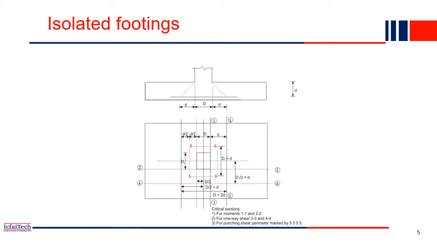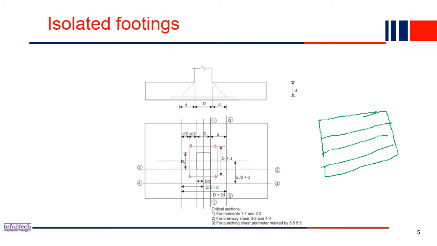For example, if I draw the plan of a building, you have multiple beams and columns passing. At every grid point we provide a column, so we have a column here, a column here, and at all the grid points there is one column. Each column will have an individual footing at the bottom, something like that. This type of footing we call an isolated footing.